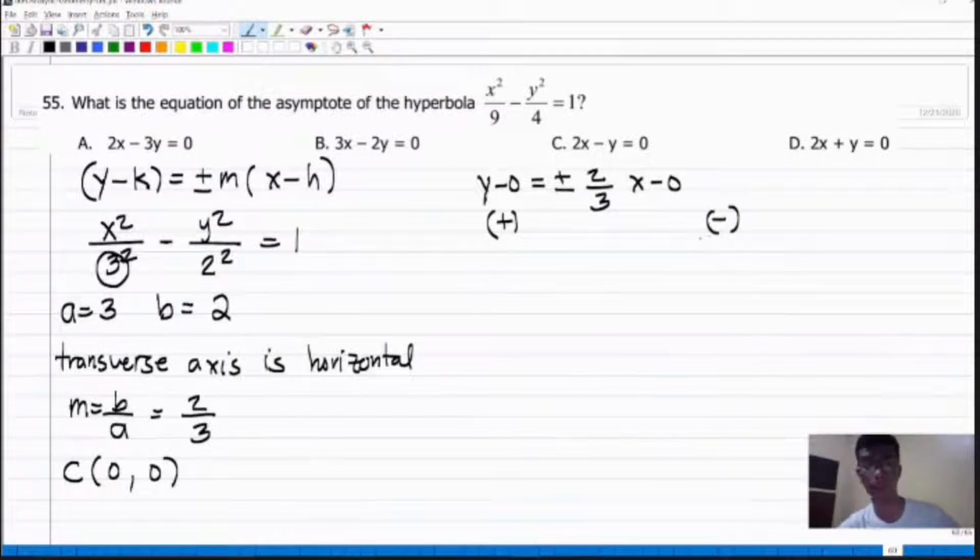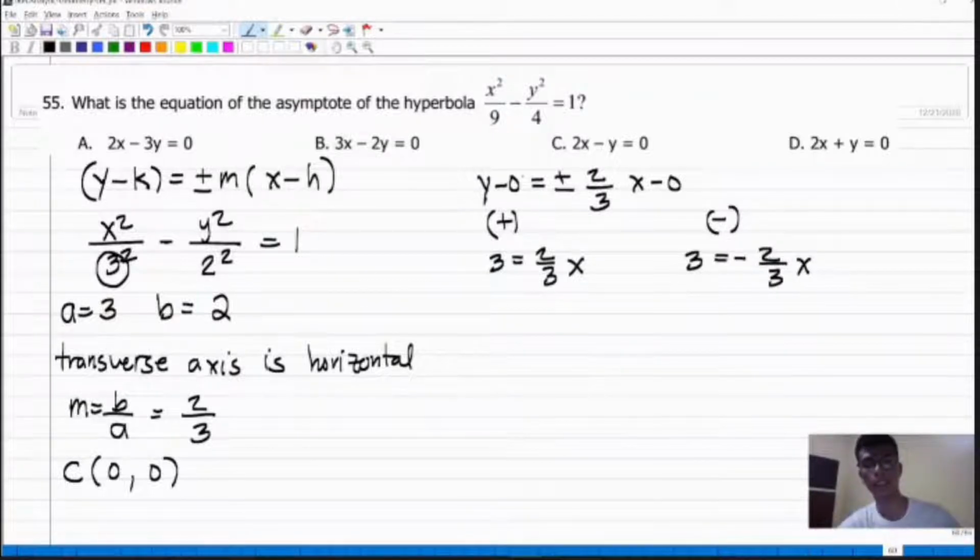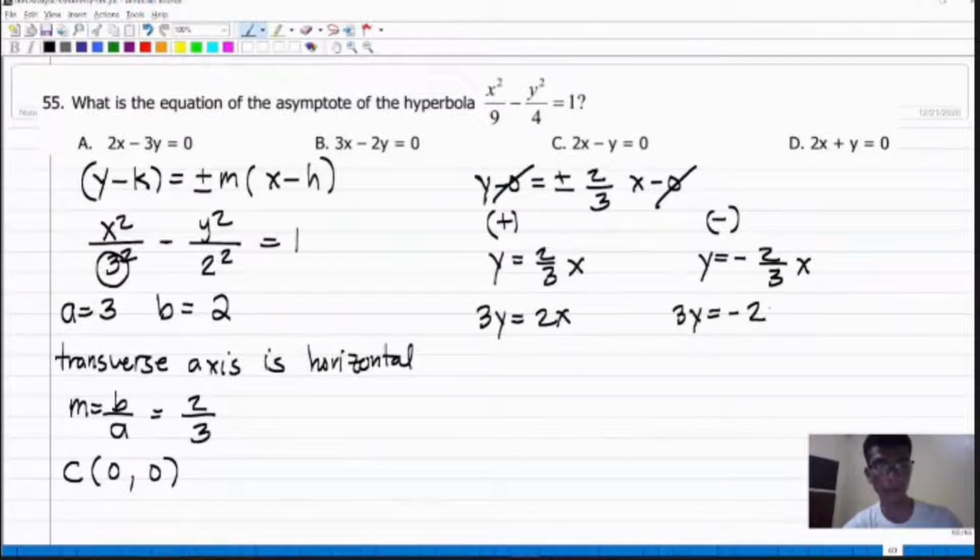So, for positive 2/3, paghiwalayin natin kasi dalawa yung asymptotes natin. This will be y is equal to positive 2 thirds x, and yung isa naman ay y is equal to negative 2 thirds x. So, kinancel natin yung 0. So, pinaghiwalay naman natin yung positive and negative. So, lumabas dito, y yung natira sa left side. Ito, y. By cross multiplication, 3y is equal to 2x. And dito naman sa kabila, 3y is equal to negative 2x.